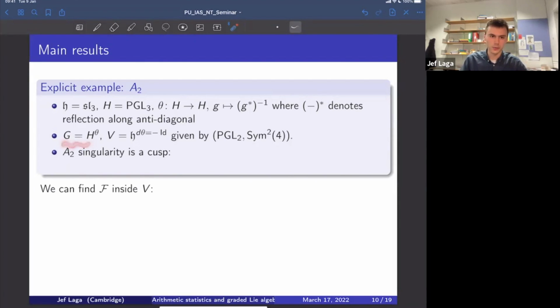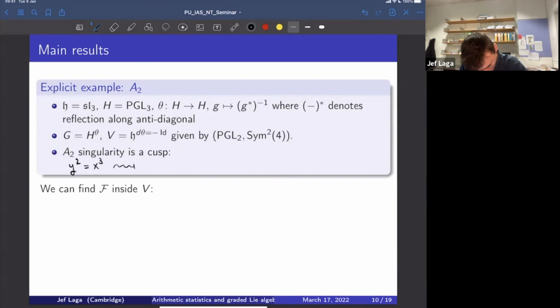So if G is this fixed point group and V is the minus 1 space of the involution, so the first piece of the 2-grading, then G acts on V. And it turns out that using an accidental isomorphism between SO3 and PGL2, this is isomorphic to the representation of PGL2 on binary quartic forms. On the other hand, on the curve side, the A2 singularity is a cusp. So the A1 singularity is a node, and the A2 is a cusp.